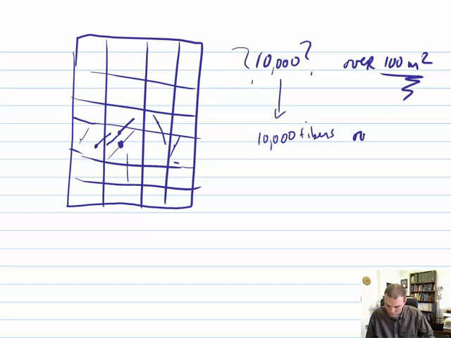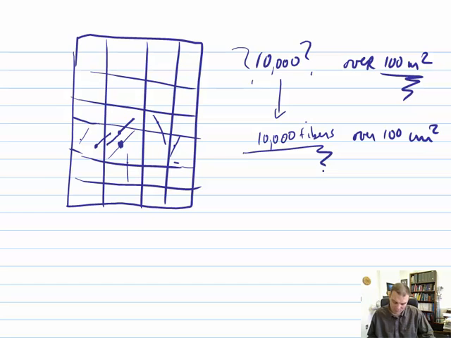Over 100 centimeters squared, how do you determine if there's 10,000 fibers, right? We don't want to take the time to count out 10,000 fibers. This is too labor intensive here. So we have to come up with a way for calculating the total number of fibers that fall over a given area.